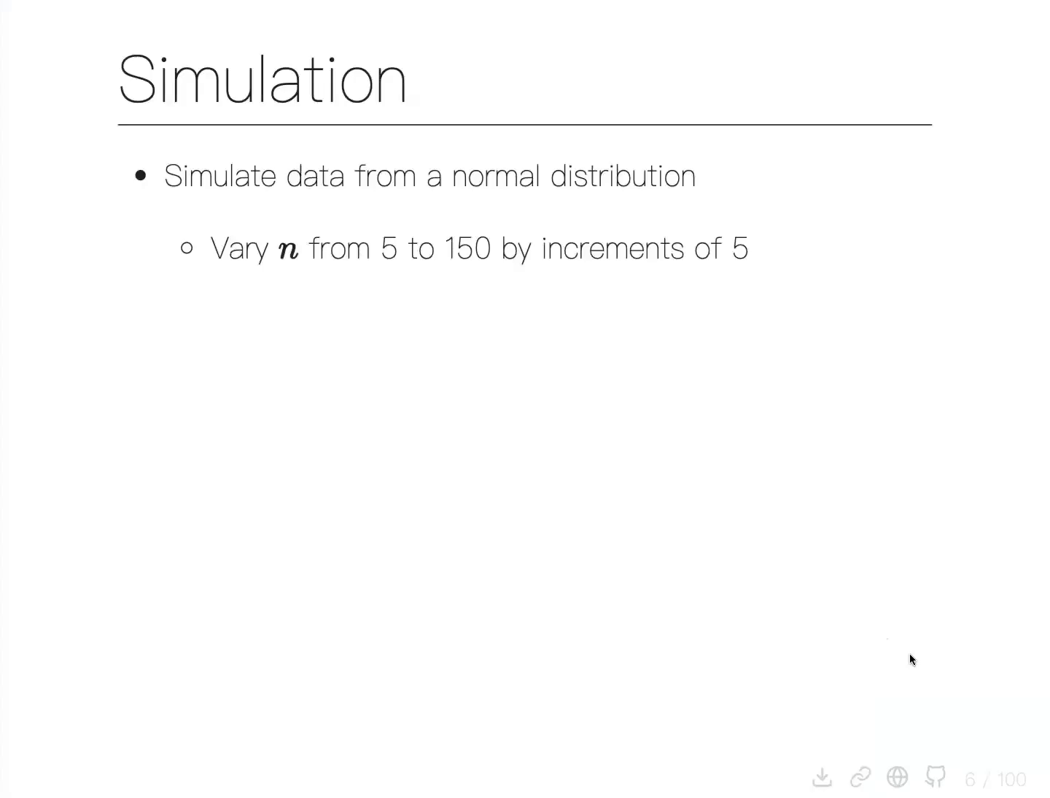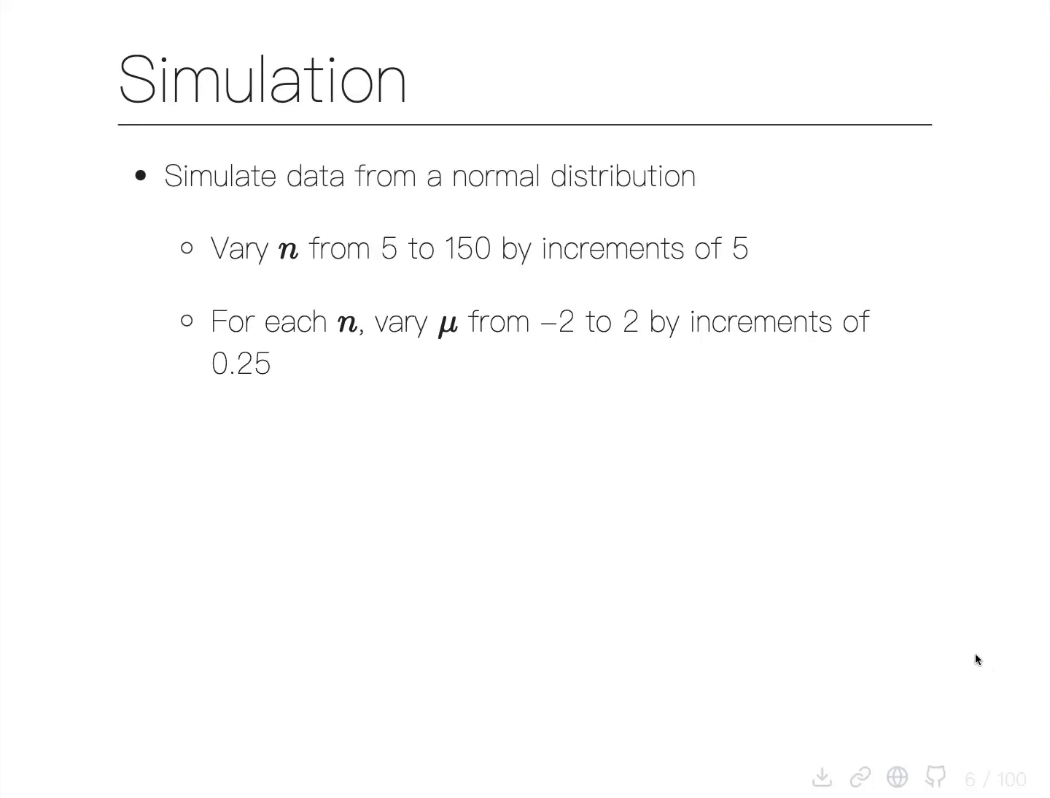Okay. So simulation, we'll start out here. Let's say we're going to simulate data from a random normal distribution. So that's that rnorm function. And I want to vary the n from 5 to 150 by increments of 5. We've done this in the past. But I also want to vary the mean from -2 to 2 by increments of 0.25 for each n.